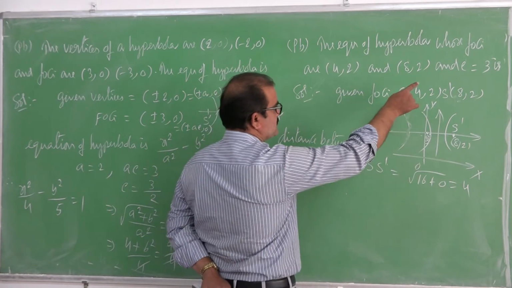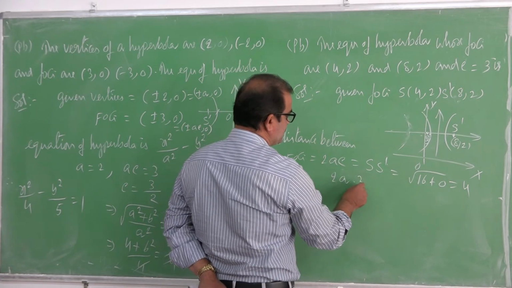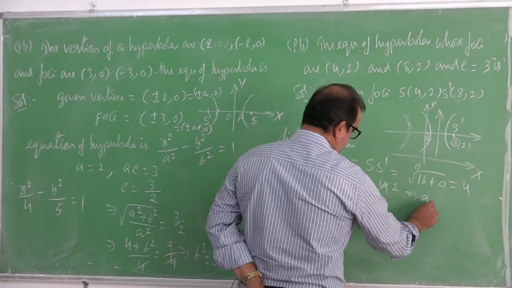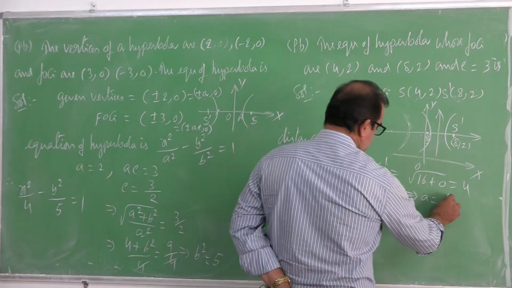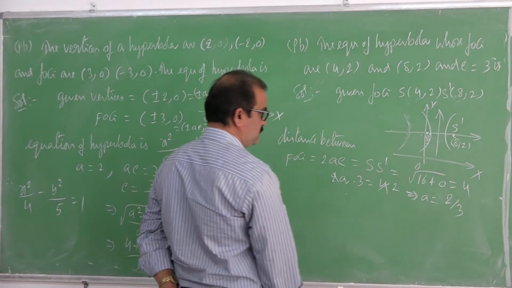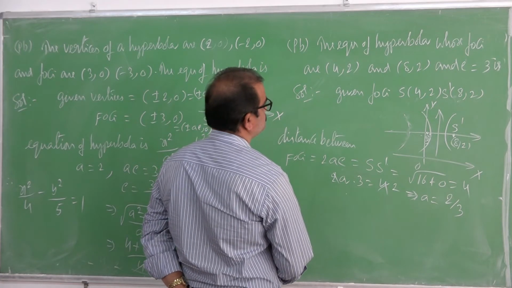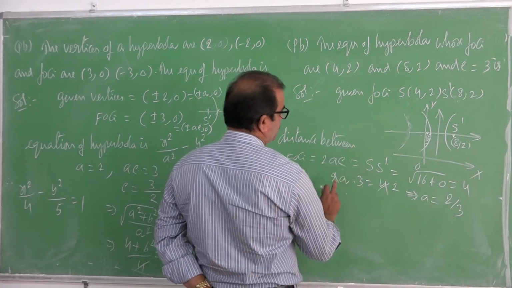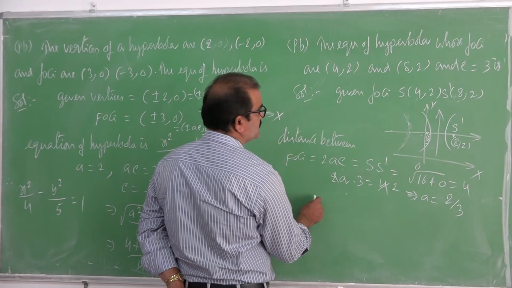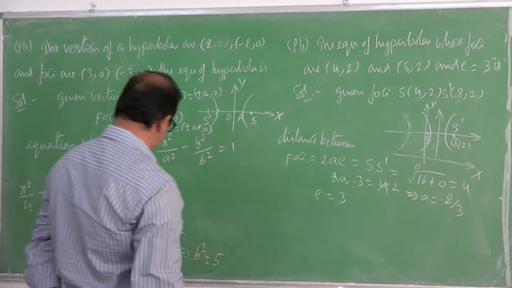In this E value is given, E is equal to 3. Substitute E value, 2A into 3 is equal to 4. 2 times cancel. So A is equal to, from this A value is 2 by 3. 3A is equal to 2, A is equal to 2 by 3. Now we find B value. And how to find B value? E value, eccentricity E is equal to 3.